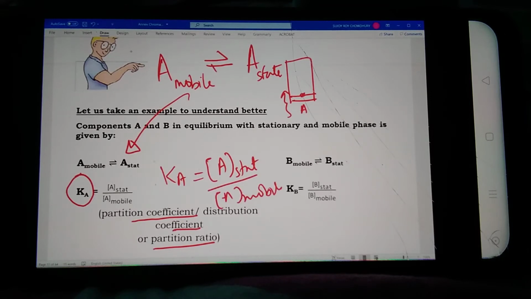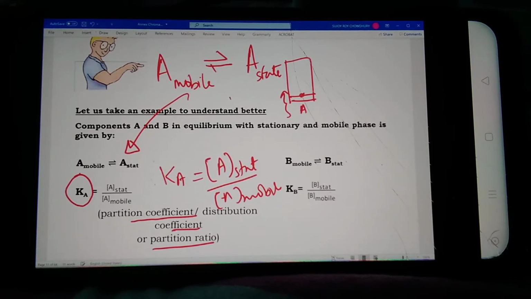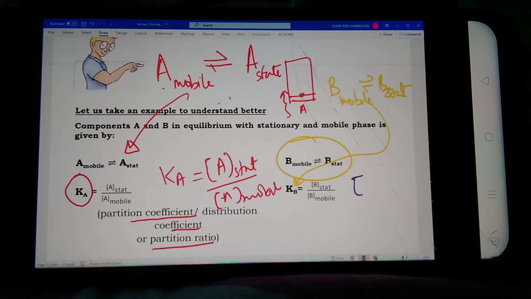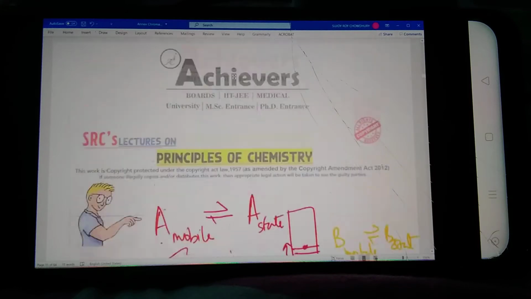Similarly, the particular component B, that is also at a particular point of time, and this B is also being partitioned, distributed between the mobile phase and the stationary phase. Therefore the partition coefficient of B, Kb, is the concentration of B in the stationary phase divided by the concentration of B in the mobile phase. In more technical terms, we use partition coefficient, but the basic understanding remains the same.